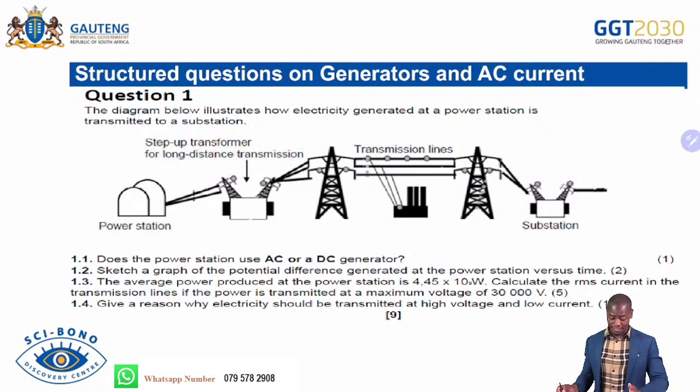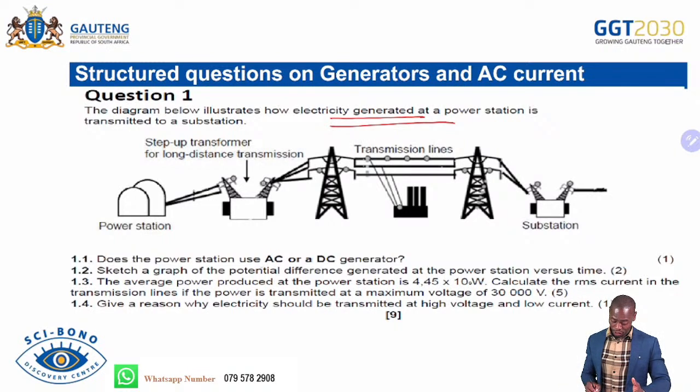So this question: the diagram below illustrates how electricity generated at a power station is transmitted to a substation, right? So you are given that diagram there, showing how electricity is being generated. So this is a generator.